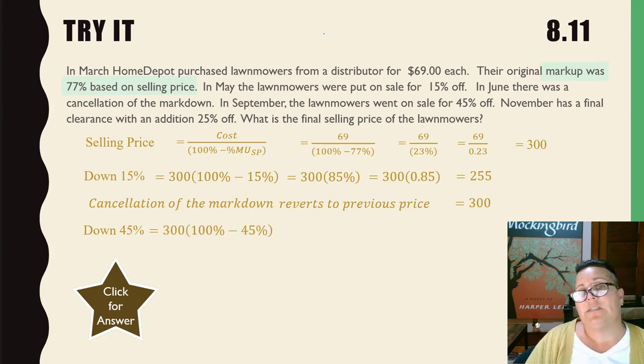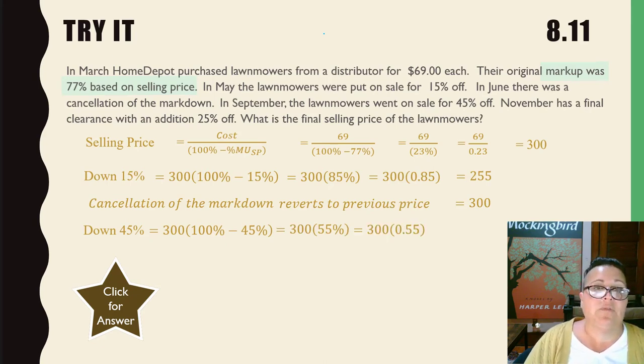Now in September, they're going to put the lawnmowers on sale for 45% off. At 45% off, that means they're paying 55% of that $300. 55% of $300 is $165.